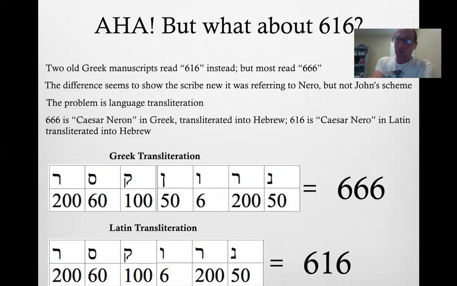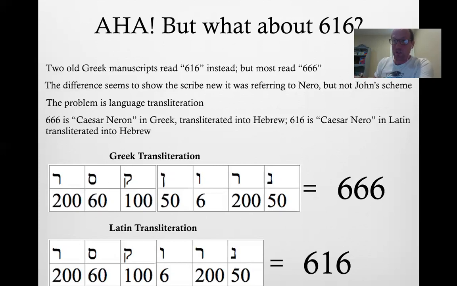So that is putting the Greek into Hebrew letters, and then the bottom one is putting the Latin word into Hebrew letters. So it'd be done slightly differently, and so it only proves the point. This person, the scribe, thought this is supposed to be a reference to Nero, and whoever wrote this, they made a mistake. So we need to fix that.